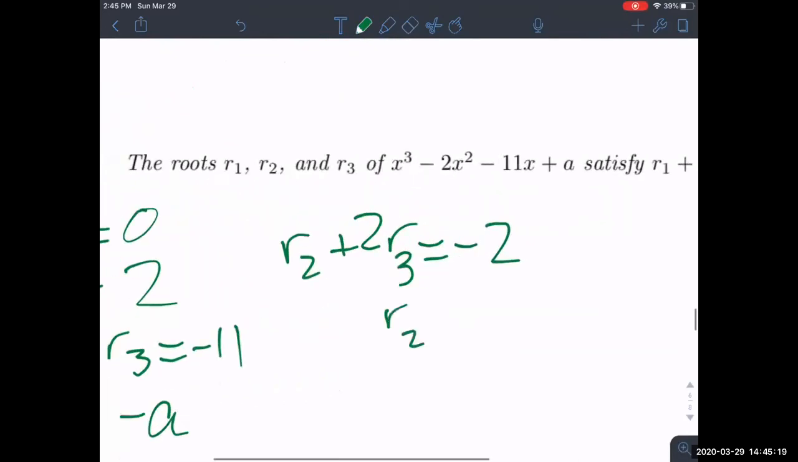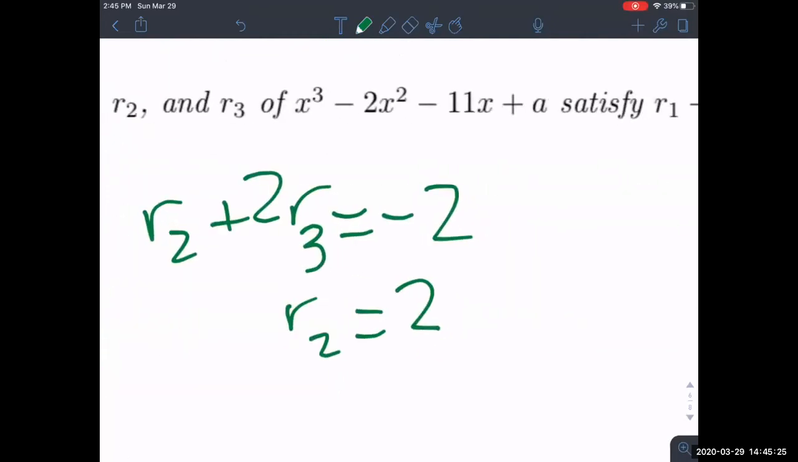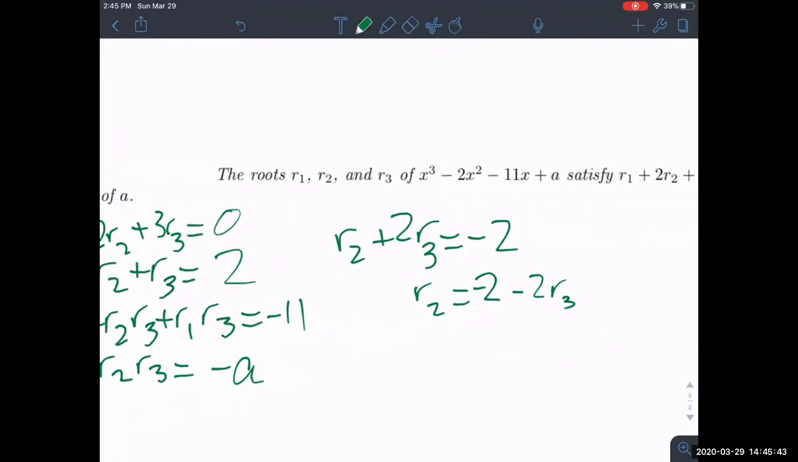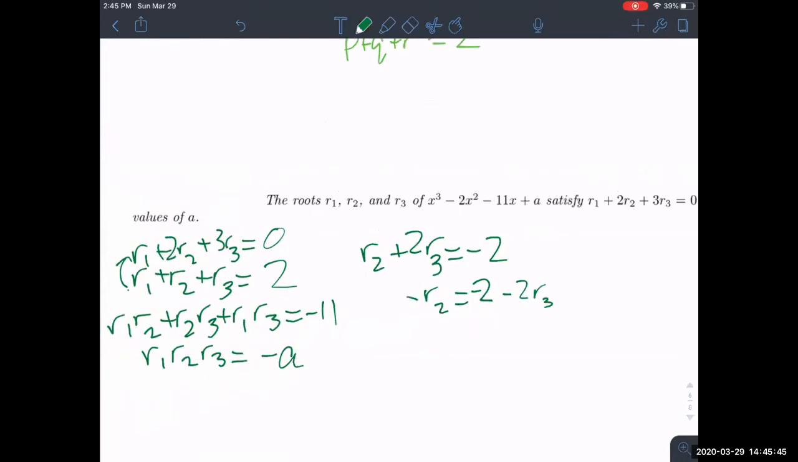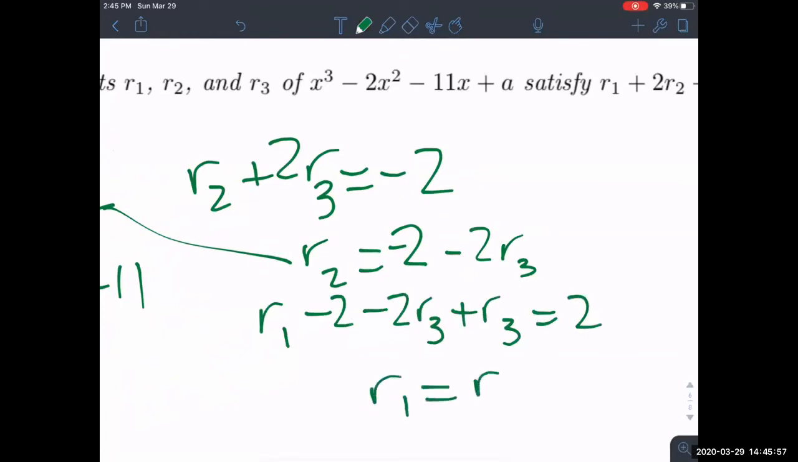Then R2 is equal to negative 2 minus 2R3. All right, so let's just start from there. And let's put this one back into this equation right here. So we have R1 minus R2 minus 2R3 plus R3 is equal to 2. Let's simplify that down to get R1 is equal to R3 plus 4.